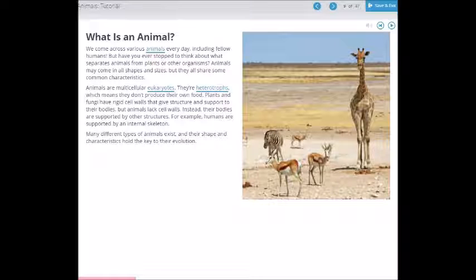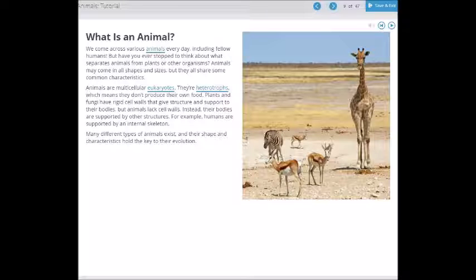We come across various animals every day, including our fellow humans. Yes, you're an animal. Yeah, I know. Some of you guys think you're proud to be an animal. I've watched some of you eat. You're not too far removed from my bulldog. But have you ever stopped to think about what separates animals from plants or other organisms?